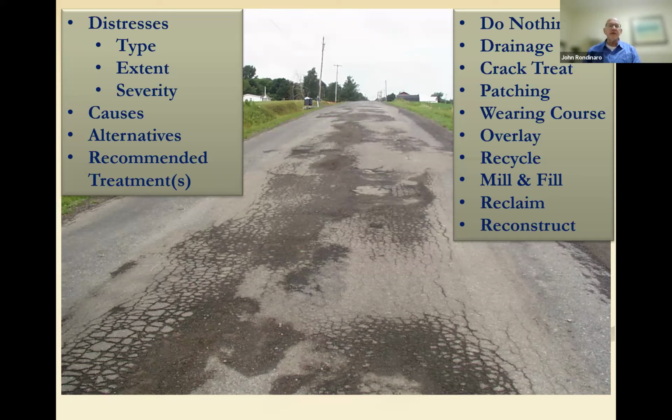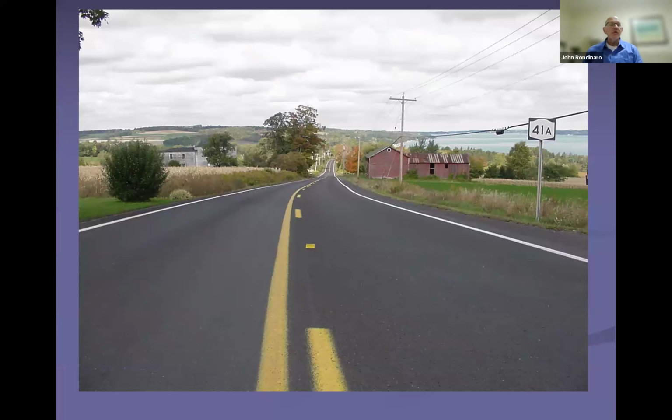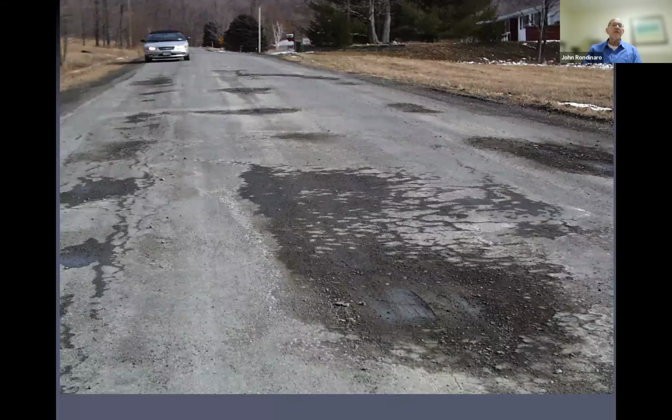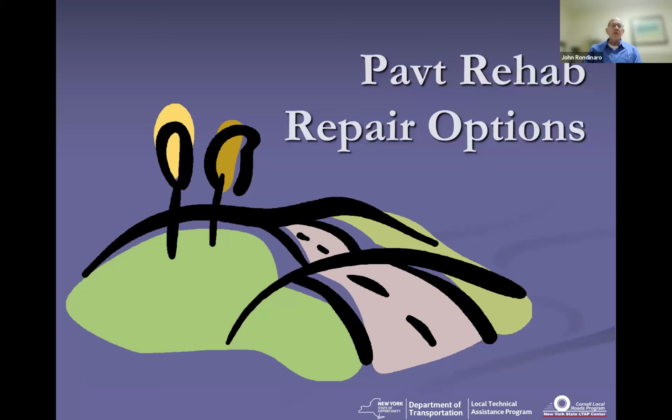So in this case, do nothing probably isn't a choice unless you really don't have any money. Drainage, you're going to need to look at it. It's too far gone for crack treatment, too far gone for patching. Wearing course isn't going to buy you much of anything here. You're really starting out looking at overlay and any of the heavier rehabilitation treatments. So the focus is, we want our pavements looking like this, and not like this, or like this, or like this. So let's jump into our repair options under the rehab heading.